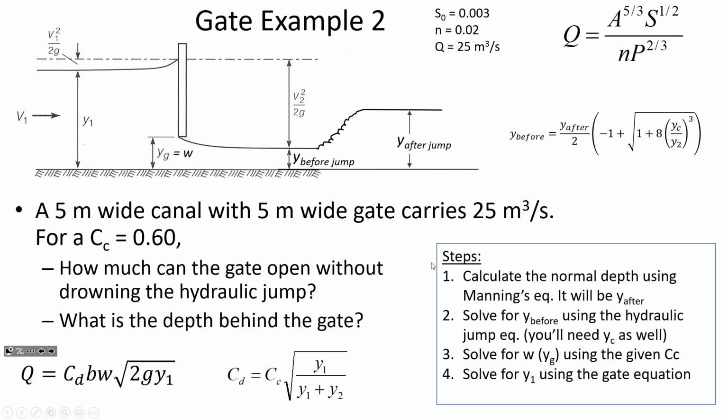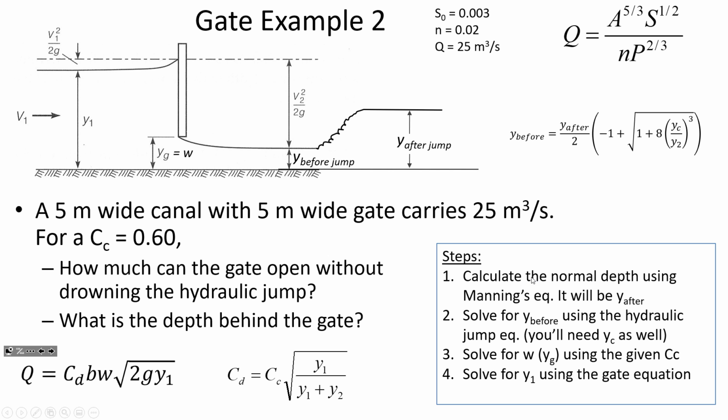So the first step, you can see I've got these numbered suggestions on how to approach this. The first thing is to calculate the normal depth for this rectangular channel. So use Manning's equation, and we have a channel that's 5 meters wide, and the gate is also 5 meters wide. So it's not like the previous example where the gate width was less than the channel width. Here they're one and the same in this next example, both 5 meters.